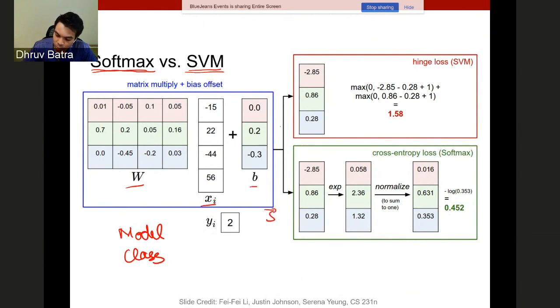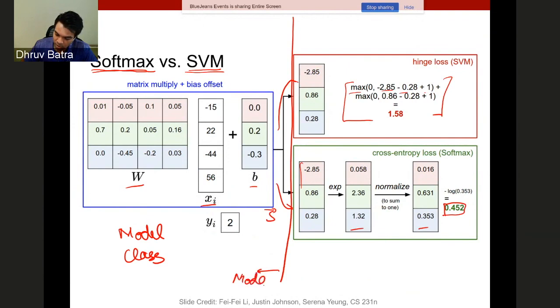And then what you do with the score differs. In one case, you take max of s sub j minus s sub y sub i plus 1. You're defining a particular hinge loss. In another case, you are exponentiating, normalizing, and taking negative log probabilities to compute this loss. This is the model. This is the loss. So both are using the same model class.